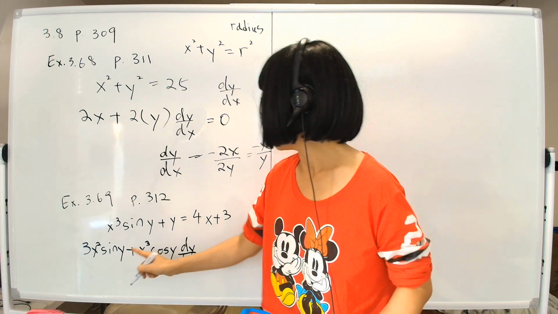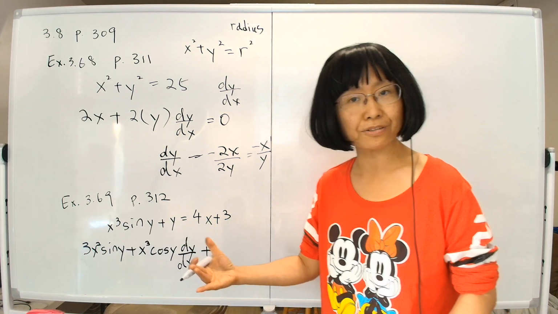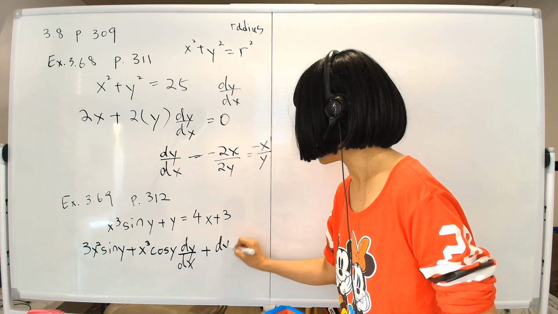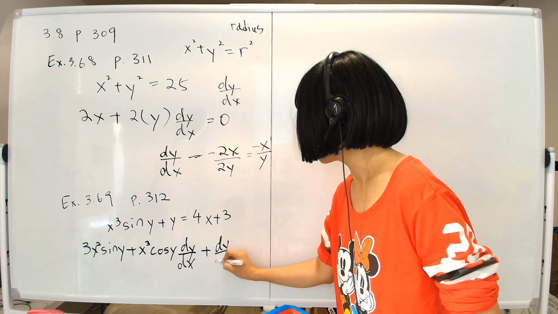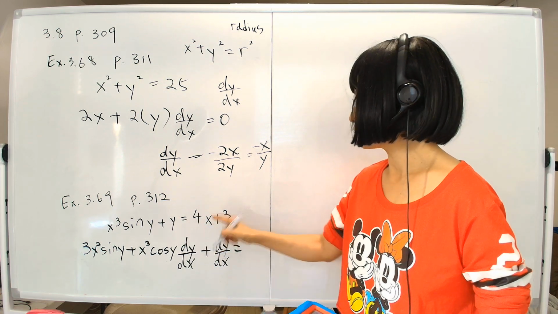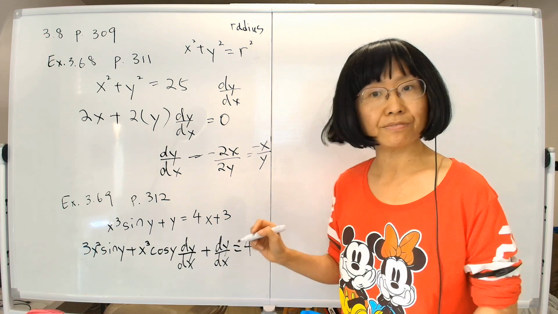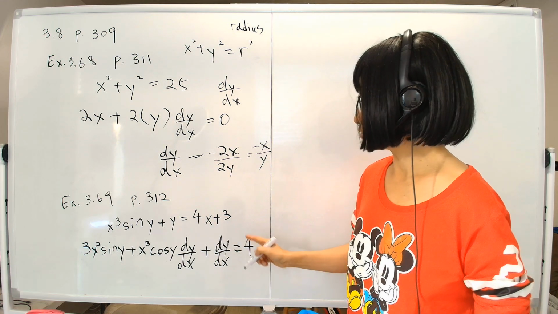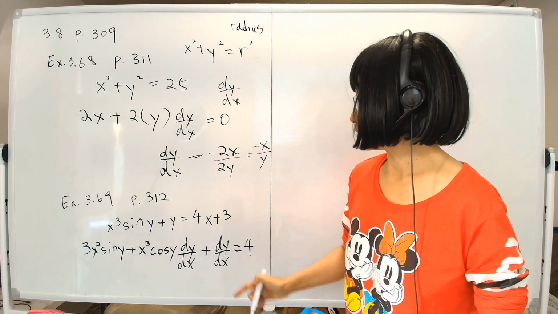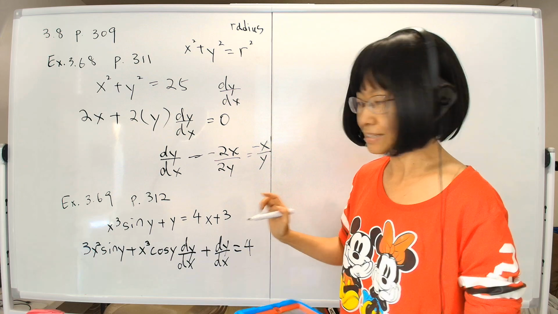All right, and then next, same thing. When we are taking the derivative of y with respect to x, that becomes dy by dx because we don't know what y is. So we'll just write this down, and then equals 4x, the derivative is just 4 because we're taking the derivative with respect to x. It's very important to remember what we are taking the derivative with respect to.